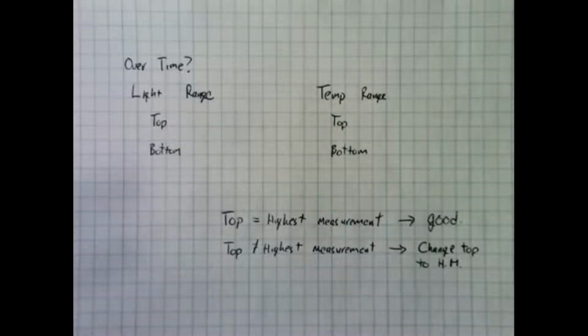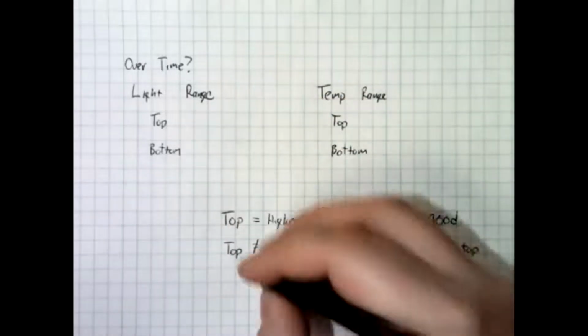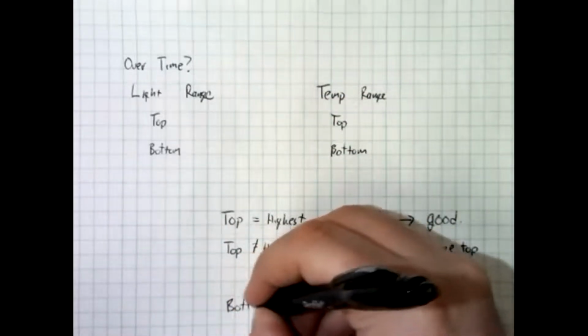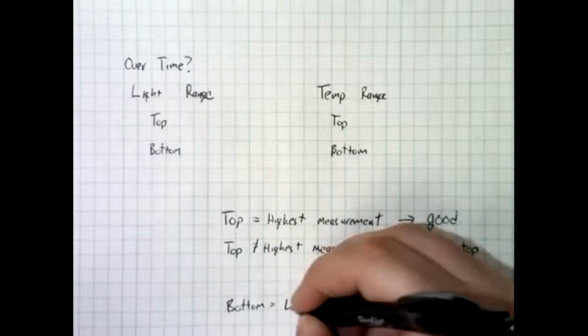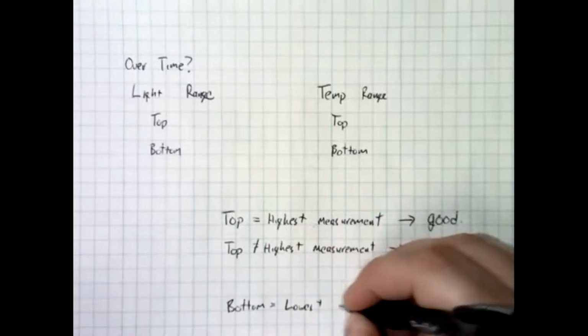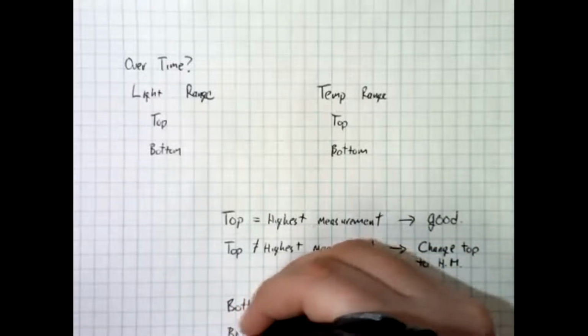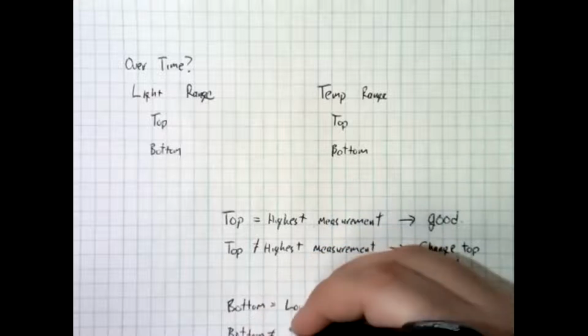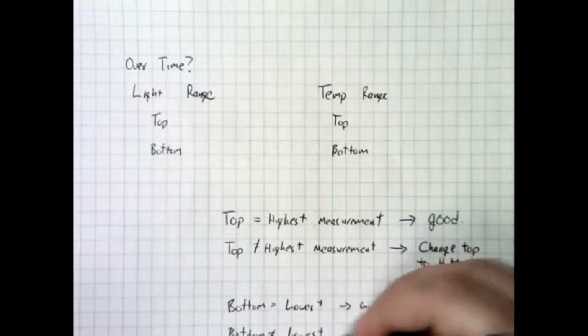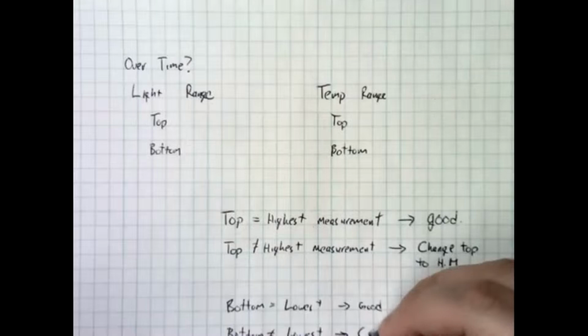So now we're thinking into some logic and some math here. And this might sound a little scary. It's okay to be a little scared with this, because we also want to do the same thing with the bottom, right? If the bottom is the lowest, we're good. But if the bottom is not the lowest, then we need to change it.